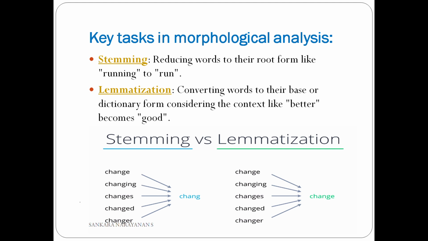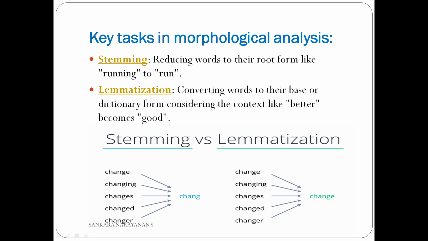And what does lemmatization mean? Converting words to their base or dictionary form, considering the context, like better becomes good. Suppose, for example, good is the present tense, and for good we have better, best. So words like better and best will be converted into their base or dictionary form. For better and best, the base form is good. That is called lemmatization.